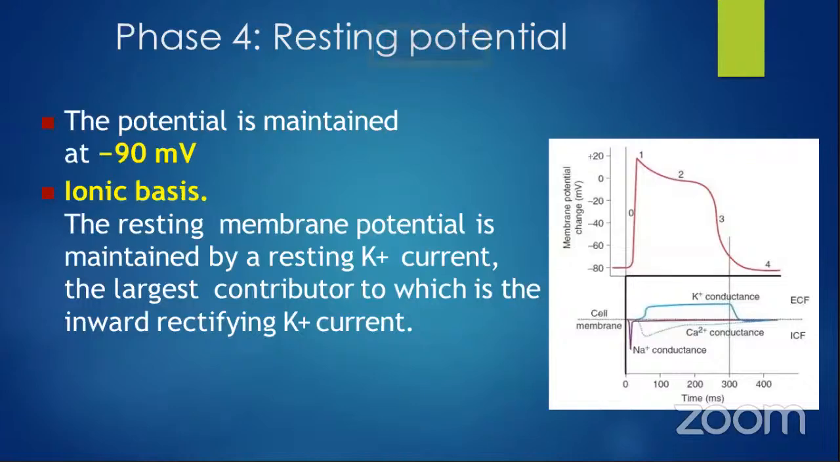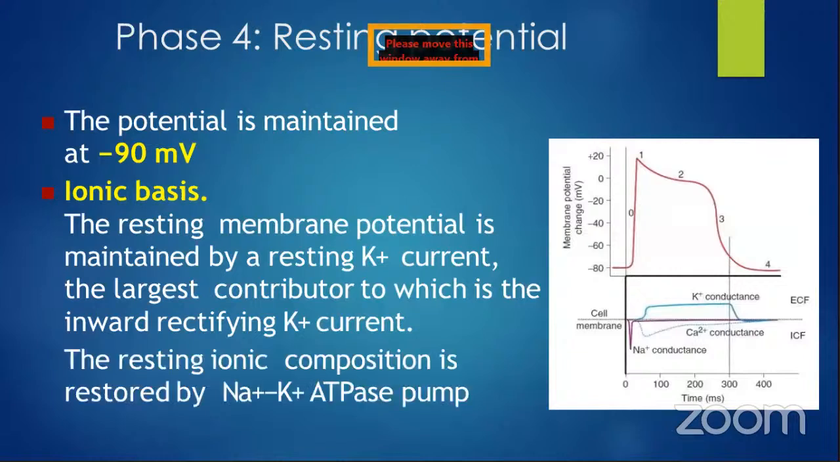So these are the phases of the cardiac muscle action potential: phase 0, phase 1, phase 2, phase 3, and phase 4, and the ionic basis of each. Hope it is clear to you. The resting ionic composition is restored by the sodium potassium ATPase pump also.